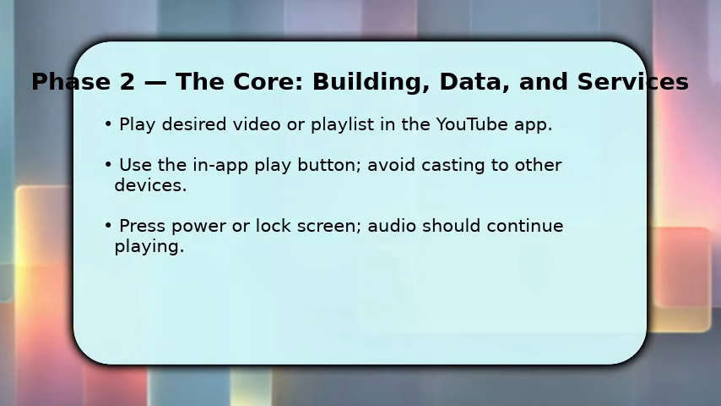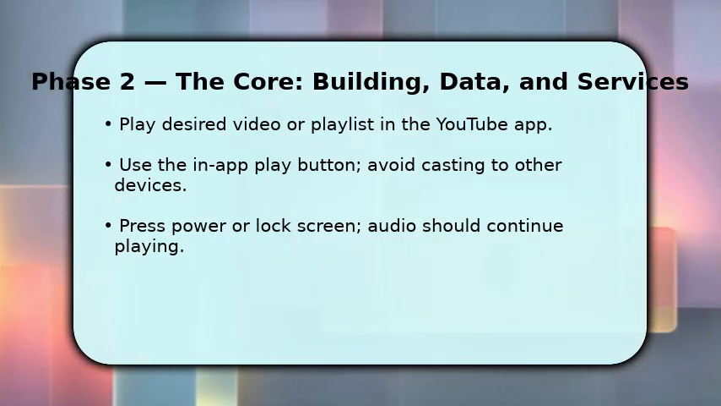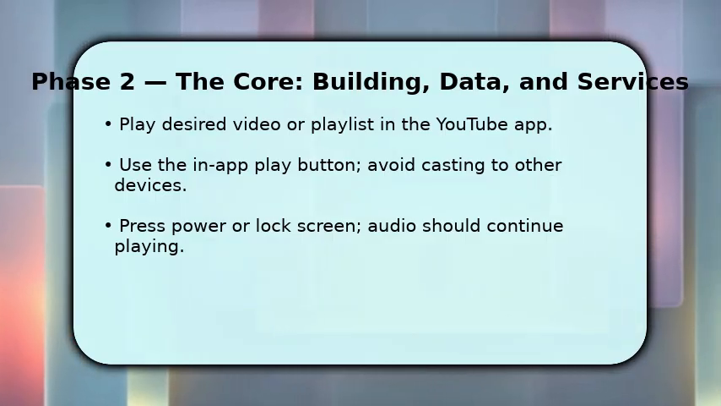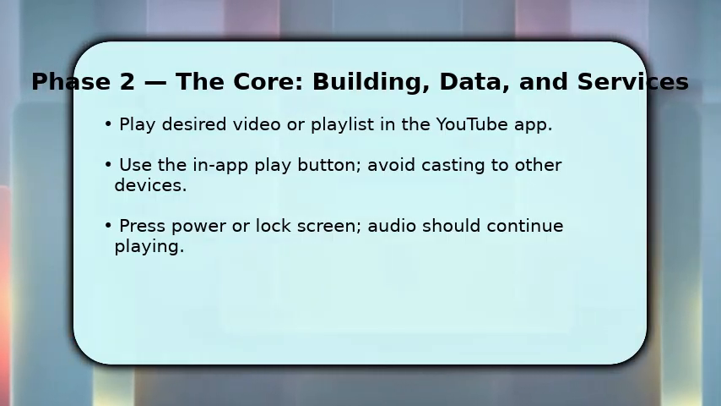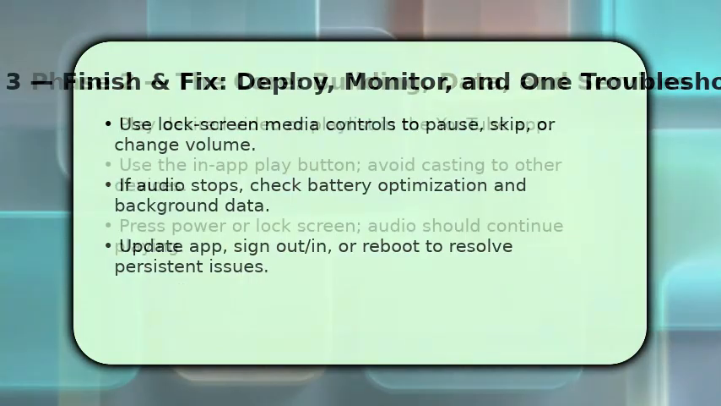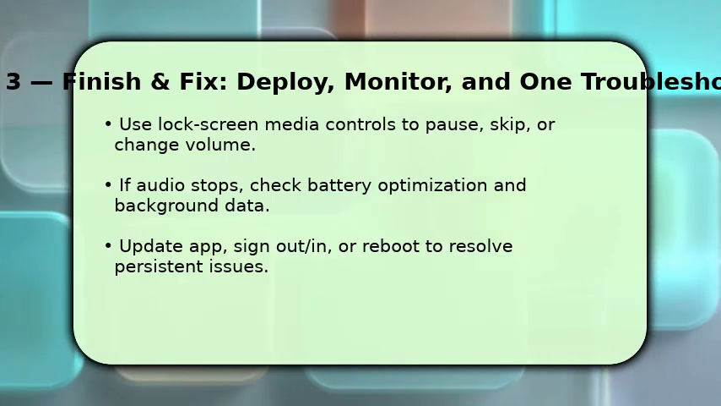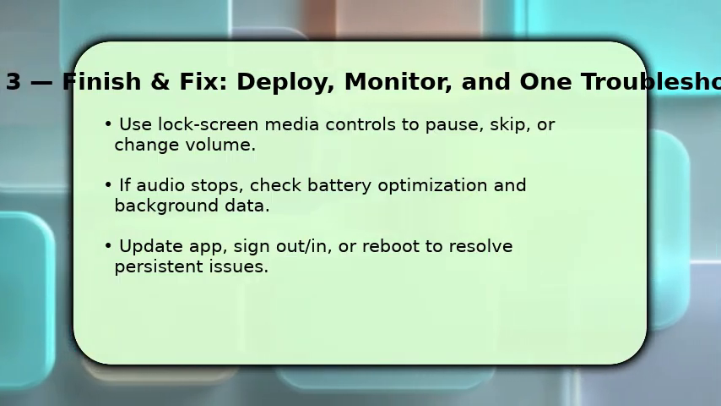If you prefer video minimized, tap home to test picture-in-picture, then lock. Make sure your device's media volume is up. Otherwise, you won't hear the background playback when locked. On the lock screen, you can pause, skip, or adjust volume using the media controls. Use them to manage playback without unlocking.